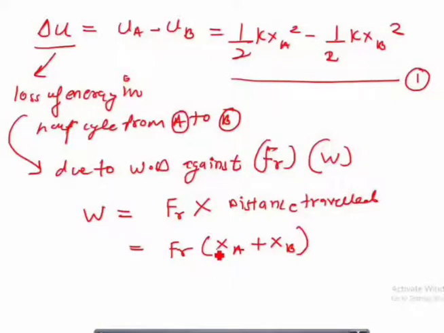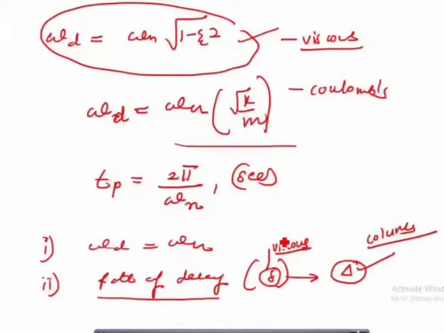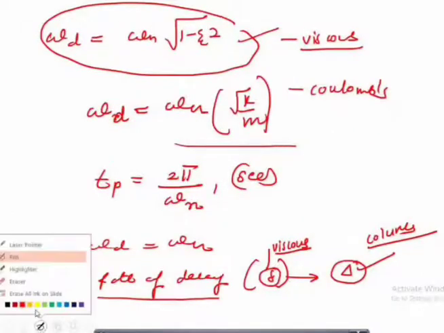So I am getting this equation 2, right? Equation number 1 is the total loss of energy in half cycle, 1/2 K XA square minus 1/2 K XB square. Now this loss of energy is due to the work done against the frictional force, and it is denoted by W. So W is equal to Fr into distance travelled, that is Fr into (XA plus XB). Okay, clear? Now what will I get in this?